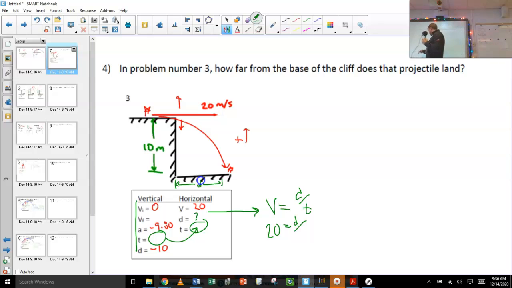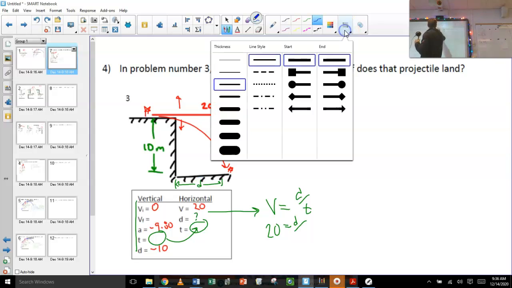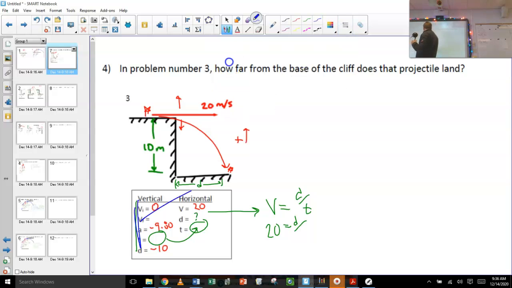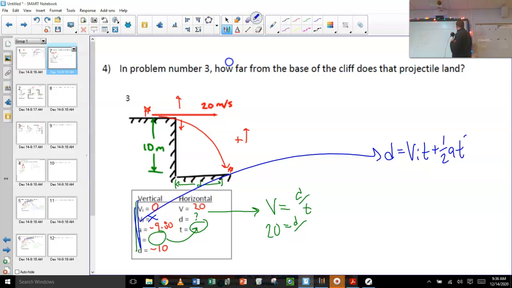So let's use this stuff over here to find my time. I'm going to use the one that doesn't involve final velocity. So d equals Vit plus 1/2 at squared. Vertical displacement, negative 10. Initial velocity is 0 because I'm not firing it vertically anywhere. 1/2 the acceleration, negative 9.8, t squared. So I can solve this for t, and I end up with 1.43.